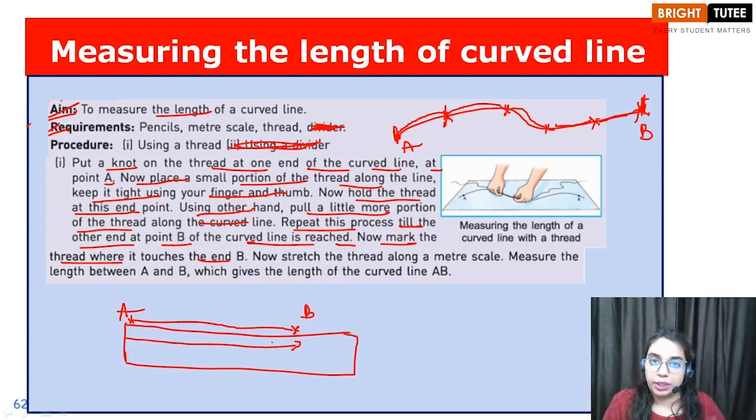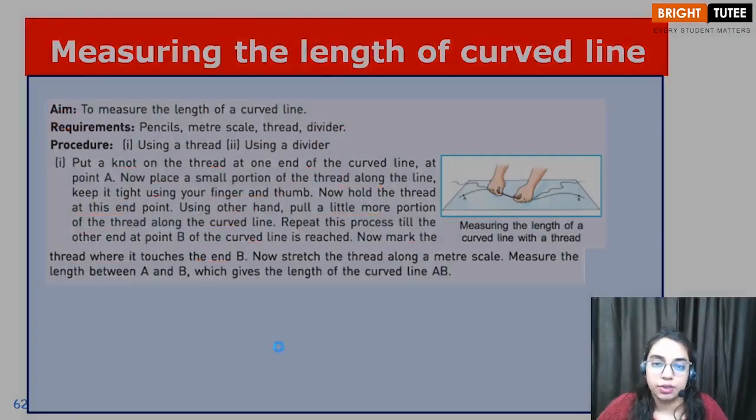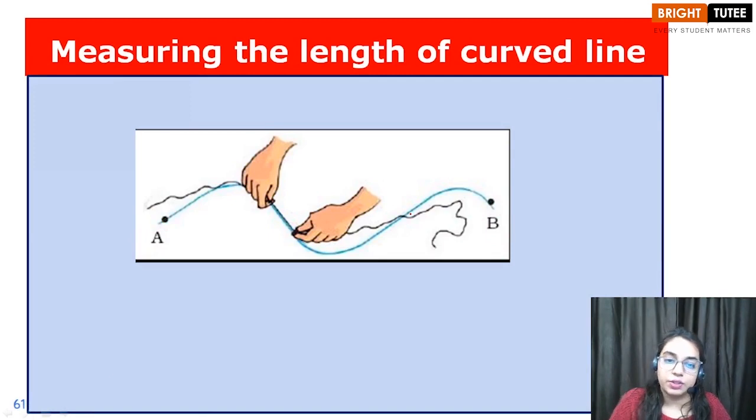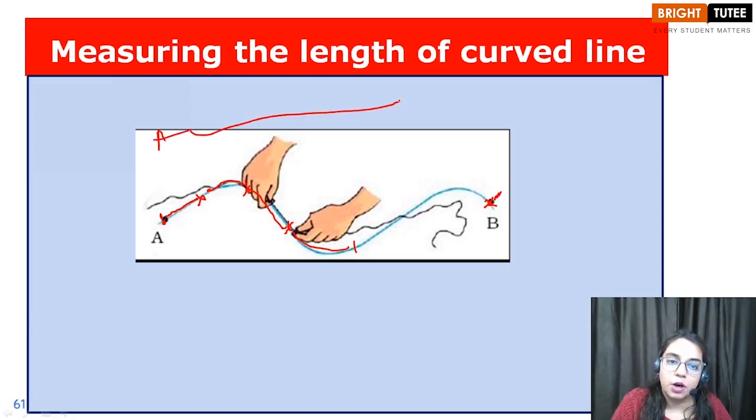So I'll just quickly repeat it for you, what we did children here. Let's see it once more. We took a curved line, A and B are its terminal points, end points. We took another thread and started measuring it from A, in portions, right? And we did this up till we reached the point B, and finally we marked both the points as A and B again on this string.